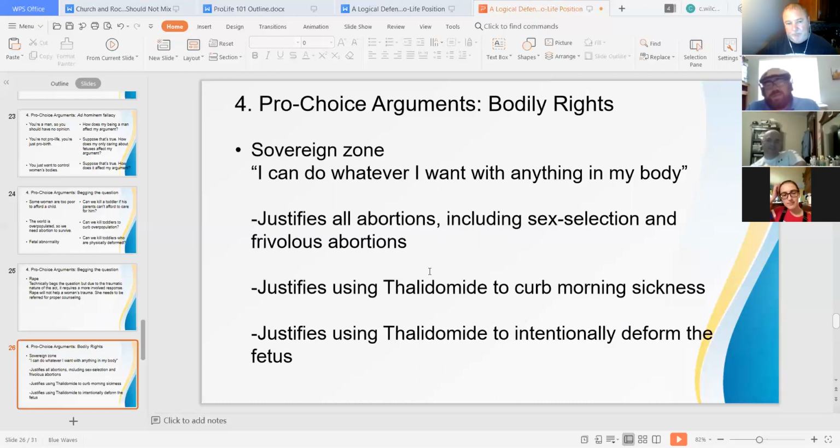For one thing, the sovereign zone argument would justify all abortions, including sex selection and frivolous abortions. But studies have shown that most pro-choice people don't believe in unrestricted abortions. They don't believe, for the most part, in late-term abortions. They don't believe in sex-selective abortions or frivolous abortions. An abortion, for example, because she wants to fly overseas or she wants to go to a theme park and ride the rides. Most pro-choice people would not sign off on those kinds of abortions. So right away, we can oppose the sovereign zone argument there.